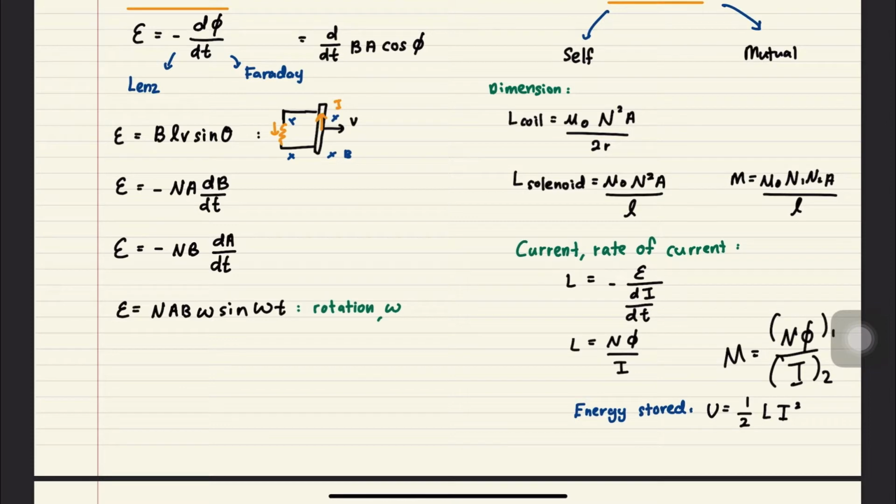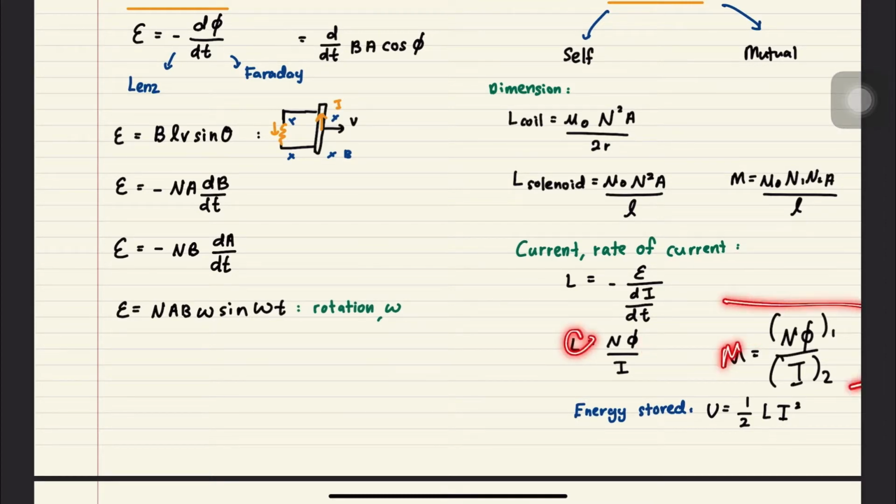So berbeza dua benda ni, tolong bezakan. Depends on the given information. So key thing here, kamu nak identify dia di/dt ke I. Biasanya dekat situ jadi trick. And then this one adalah mutual inductance. Formula dia sama je dengan yang sebelah ni, cuma instead of L dia jadi M.